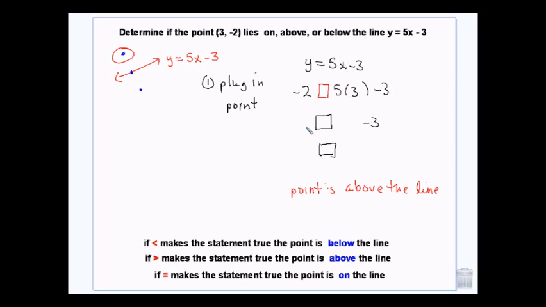Negative 2 and 3, right? So then that's negative 2 and that's 15. So that's negative 2 and that's 12, which makes it go this way, which changes this. Sorry about that. So when the y is less than the other side, it's below the line. Yeah, so this makes it below, above, on.